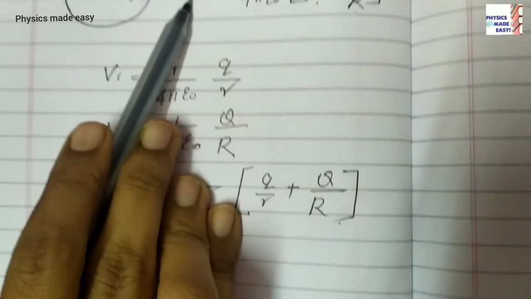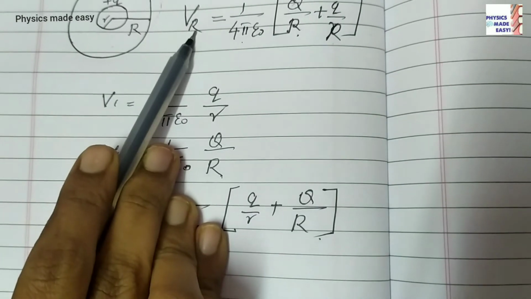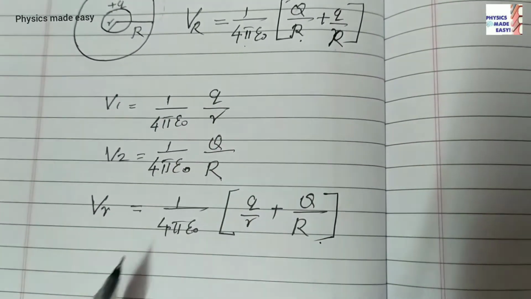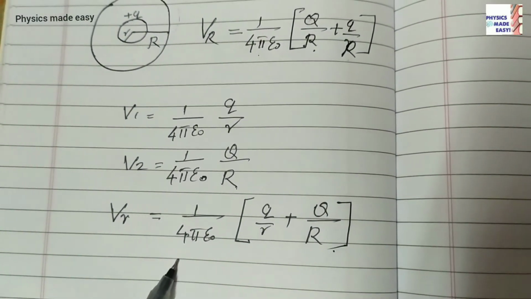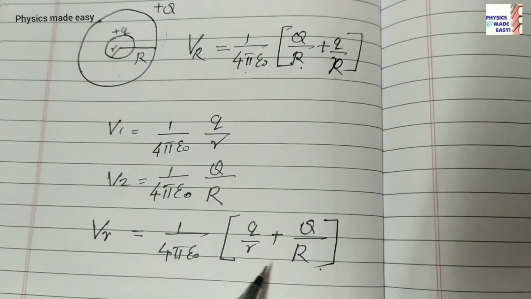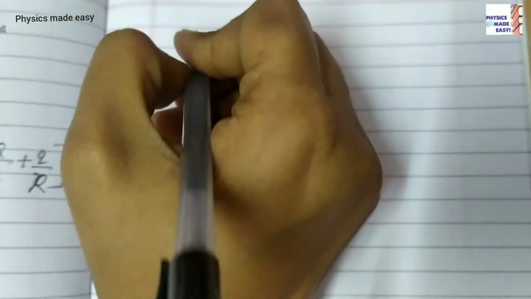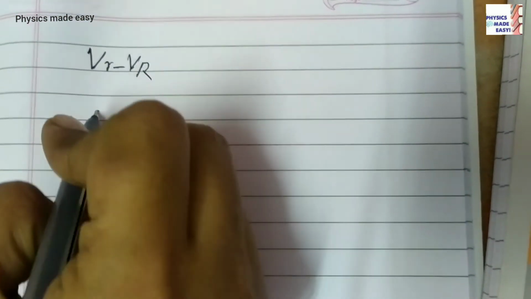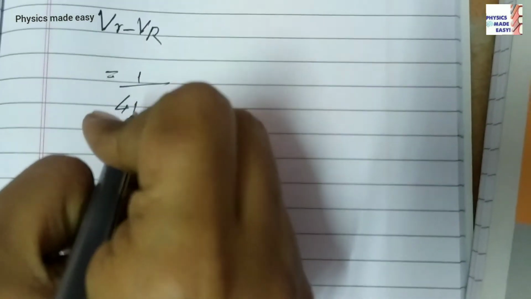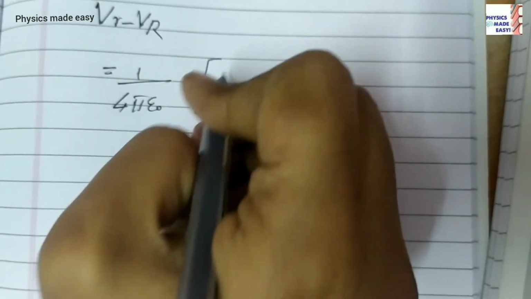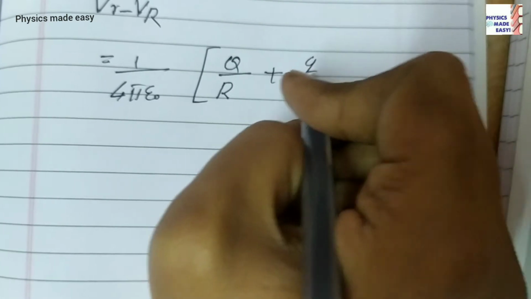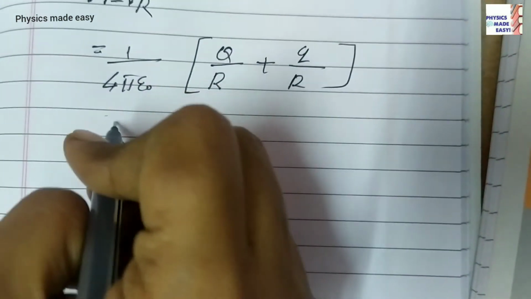This is the total potential on that inner sphere, V_r. The earlier one was about the outer sphere, V_R, which is V suffix capital R: 1 by 4 pi epsilon 0 into Q by R plus q by R. And for the inner sphere, V_r is equal to 1 by 4 pi epsilon 0 into q by r plus Q by R. Now what will be the potential difference? The potential difference is V_r minus V_R.